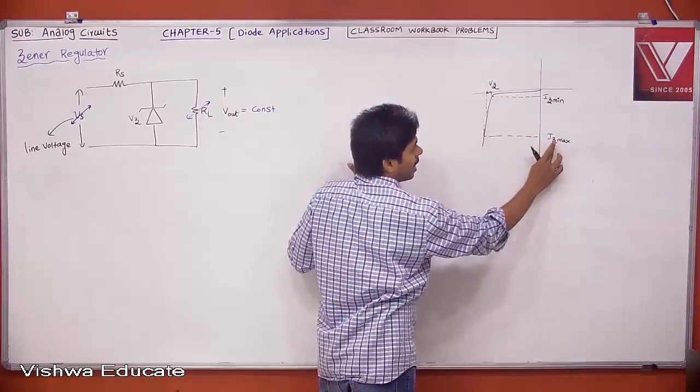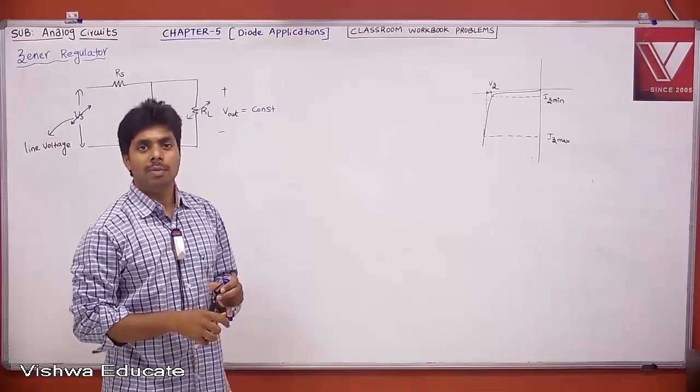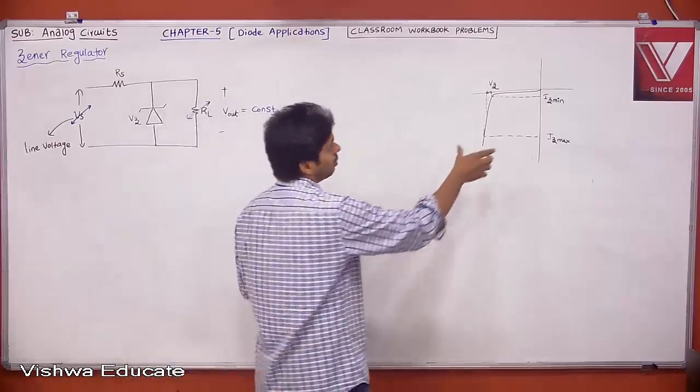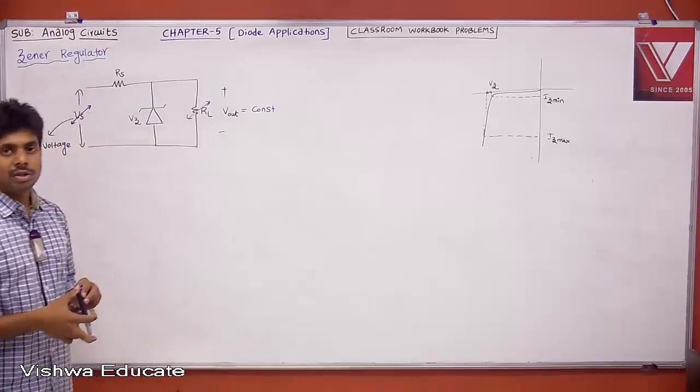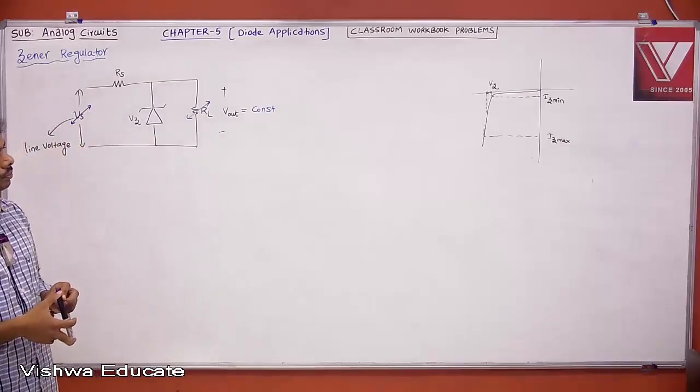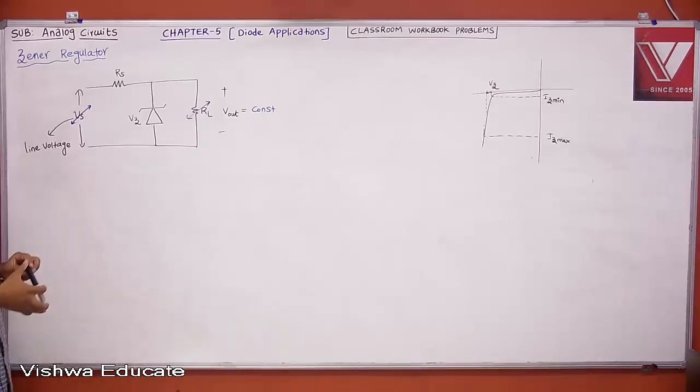Why is it defined with a maximum? If you cross this current, your Zener diode will dissipate more and more power, and then it may be burnt. Therefore, it is defined with power dissipation. The maximum current is defined by the maximum power dissipation of your Zener diode. Now, having said that, I will explain how it is regulating.